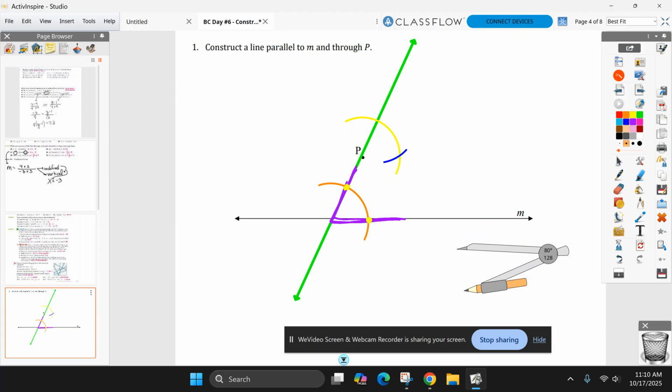And I get it. It might not be exactly parallel. I know. I have OCD too. I get it. It's fine. I know compasses are loose. Your hand shakes a little bit. That's fine.